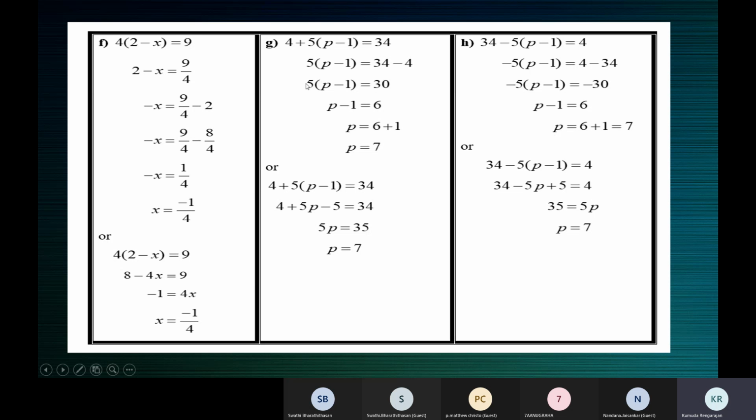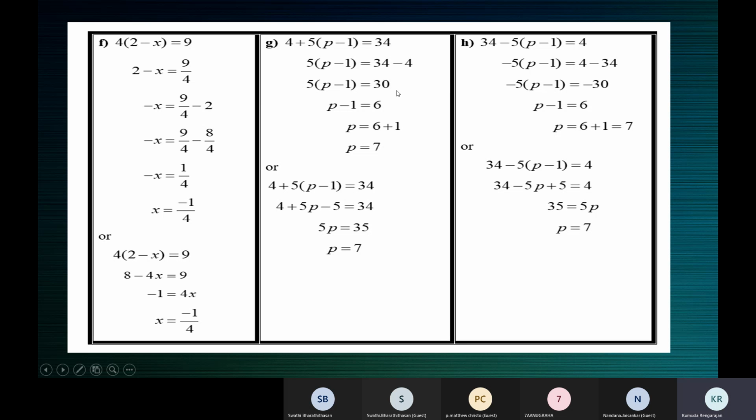Next, we have to get rid of 5, which is attached to p minus 1. The variable is here, p. So now we need to get rid of 5. For that, we divide both the sides by 5.